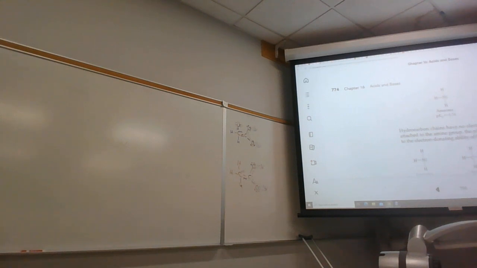And so what this makes is a good base. This is a good Lewis base because we have negative charge density. Nitrogen is going to win, and we have a lone pair. So this is a good base. It's not a great base, but it's a good base. Like ammonia. Ammonia is a good base.